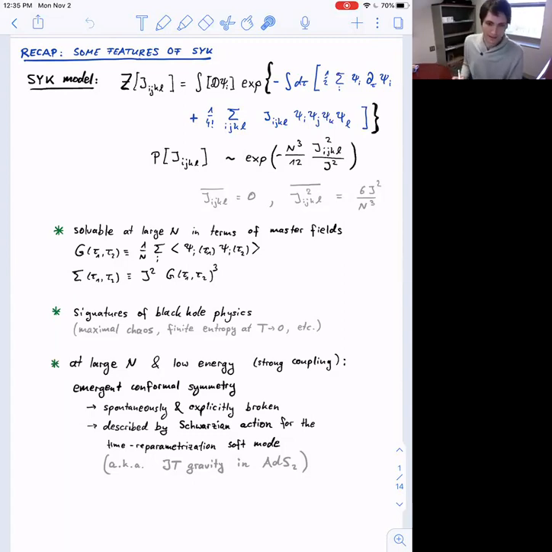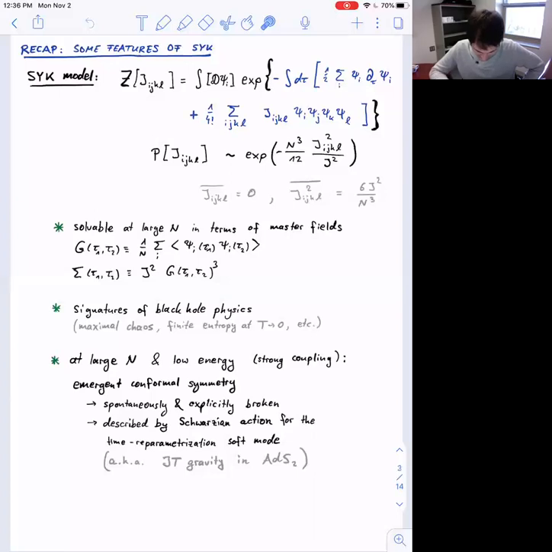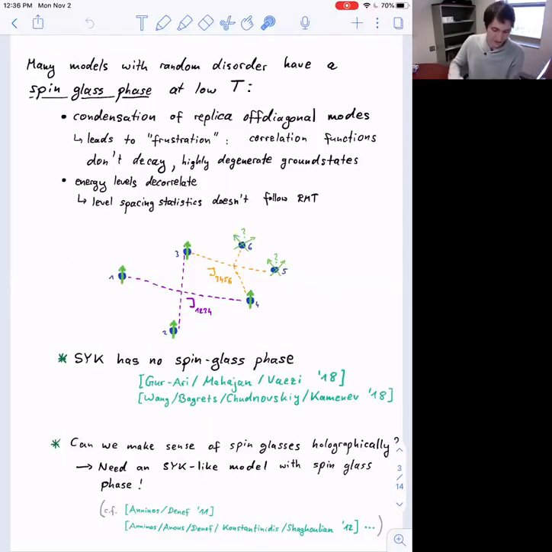So there's of course a lot of literature by now about various questions about strongly interacting systems that one can address in this SYK model. Now, when you look at these various other models in the literature, you'll realize that there's a whole zoo of models with random disorder, just like in the SYK model, and many of them have a spin glass phase at low temperatures.